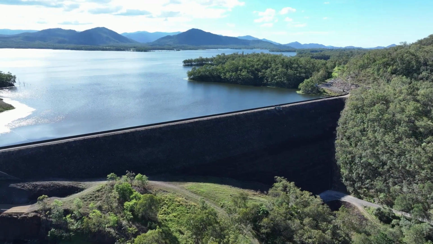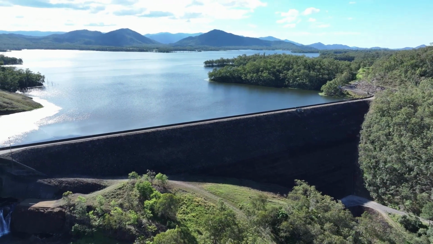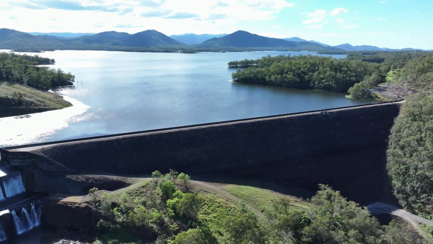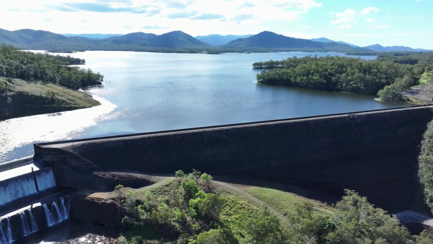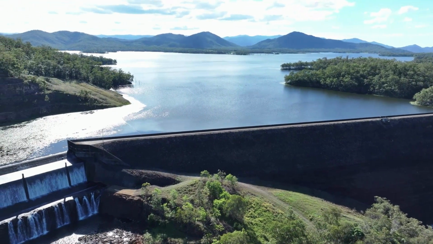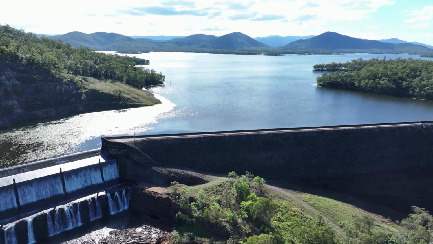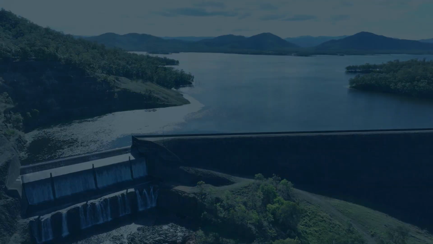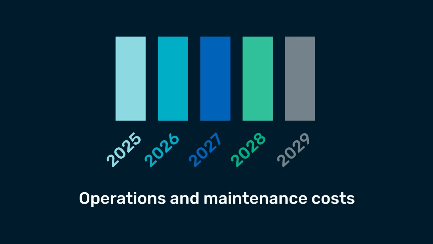Every year, Sunwater incurs costs to operate, maintain and renew our assets. We do this to make sure our dams and other infrastructure can safely and reliably deliver water to our customers. Operations and maintenance costs don't change a lot from year to year. They're passed through to customers' bills in the year they're incurred.